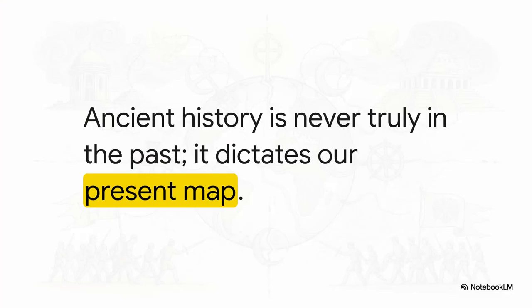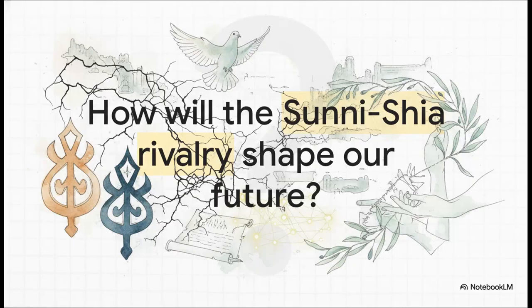Ultimately, the core lesson we should take away from this explainer is this. Ancient history is never truly in the past. It actively dictates our present map. Whether we were looking back at 14th century popes excommunicating each other across Europe, or a 7th century succession crisis over who should lead the Muslim community, historical disputes over authority, power, and divine right echo profoundly into our modern lives and modern conflicts.